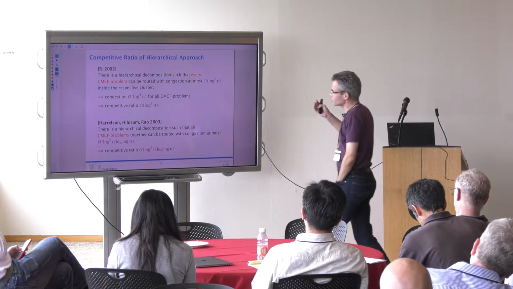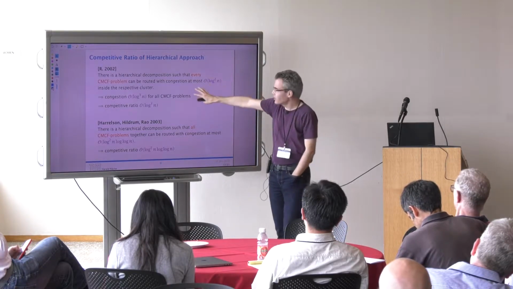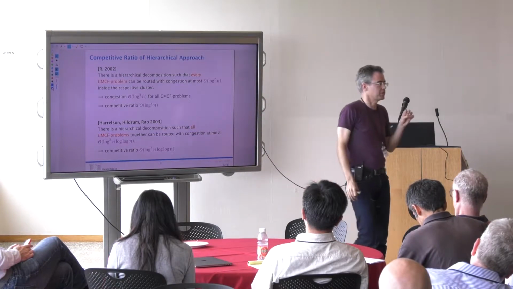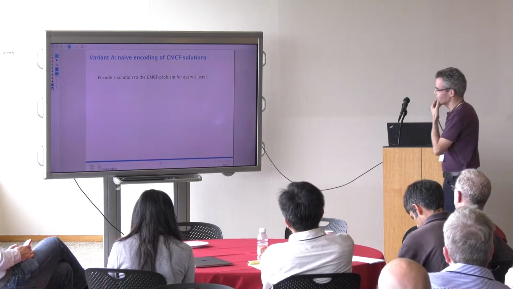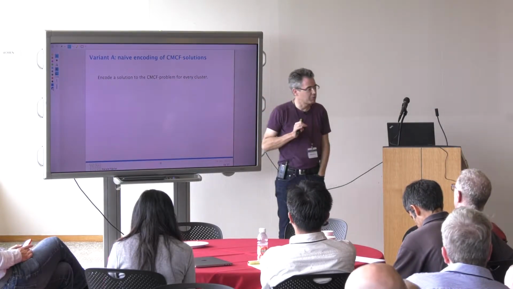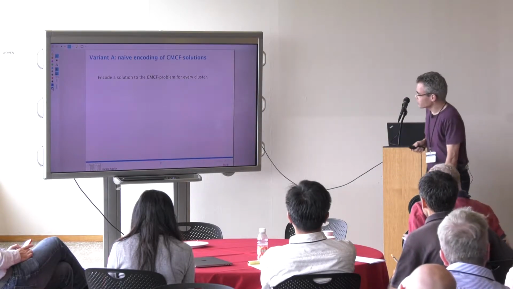So now what I want to discuss is, what we do now is we simply take this concurrent multi-commodity flow problem and we try to implement this with small routing tables. So this is the idea. I encode this solution of the concurrent multi-commodity flow problem for every cluster. Now, how do I do this?